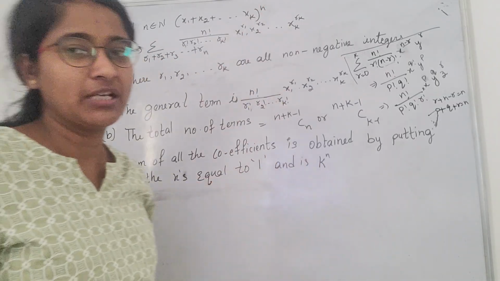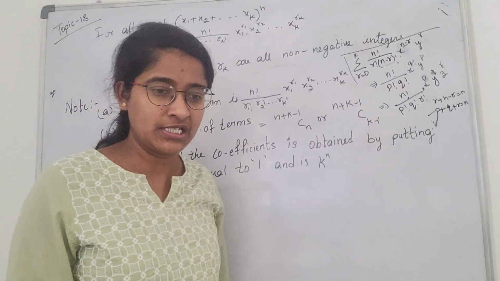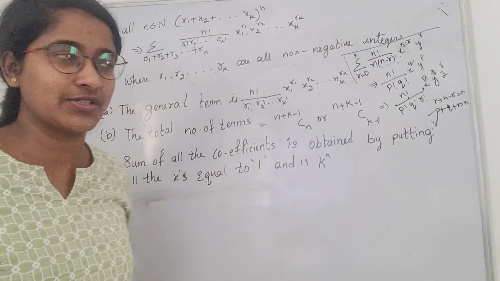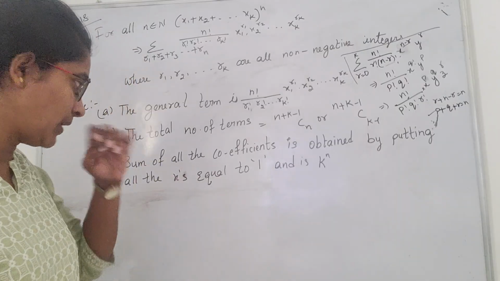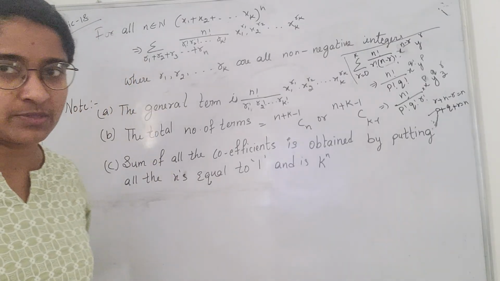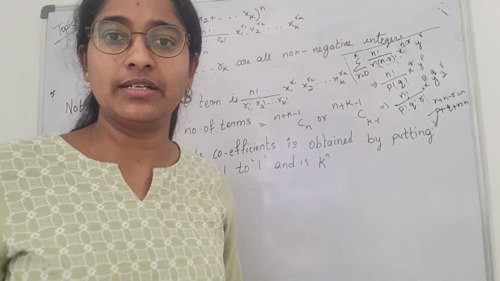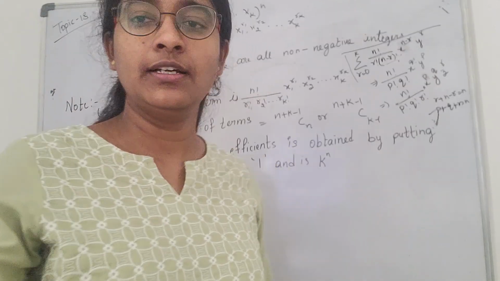So your answer will become nCk if you substitute it. That's how we can find the coefficients of the term. Okay. Now, coefficient of any binomial expression. Now we'll do some problems so that you will clearly understand how to calculate all this.